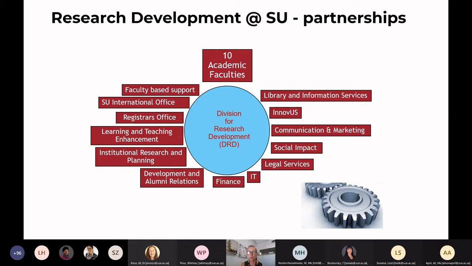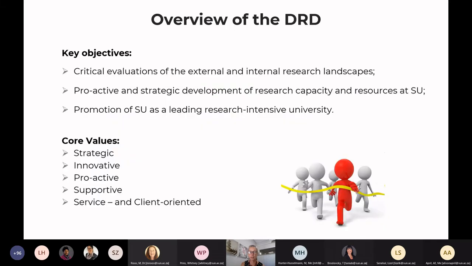What we try to do, though, is when it comes to contracts, for example, we try to be a one-stop shop where you don't have to run from one entity to another, but that we serve that purpose of coordinating the whole process. And we try to do that as much as we can. Just a little bit more about us as a division. We also have our own key objectives and core values that we strive towards.